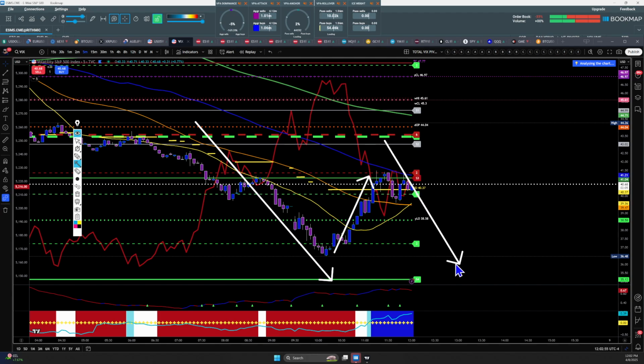If we do break down here, we could get some kind of bullish reversal today. If this does push up from this level and get support, then we could get that continuation lower in the ES.